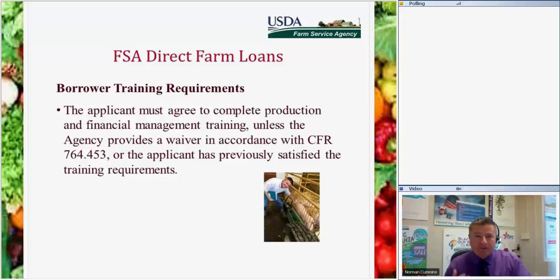And again, if you agree to do it, these are actually our federal regulations that require you to do it, that you have to satisfy the training requirements. So it's just something that you might be out there. That's something you'll talk to the loan officer about. I don't always require my borrowers to do it. Sometimes I have waivers. It just depends on the experience of the borrower.